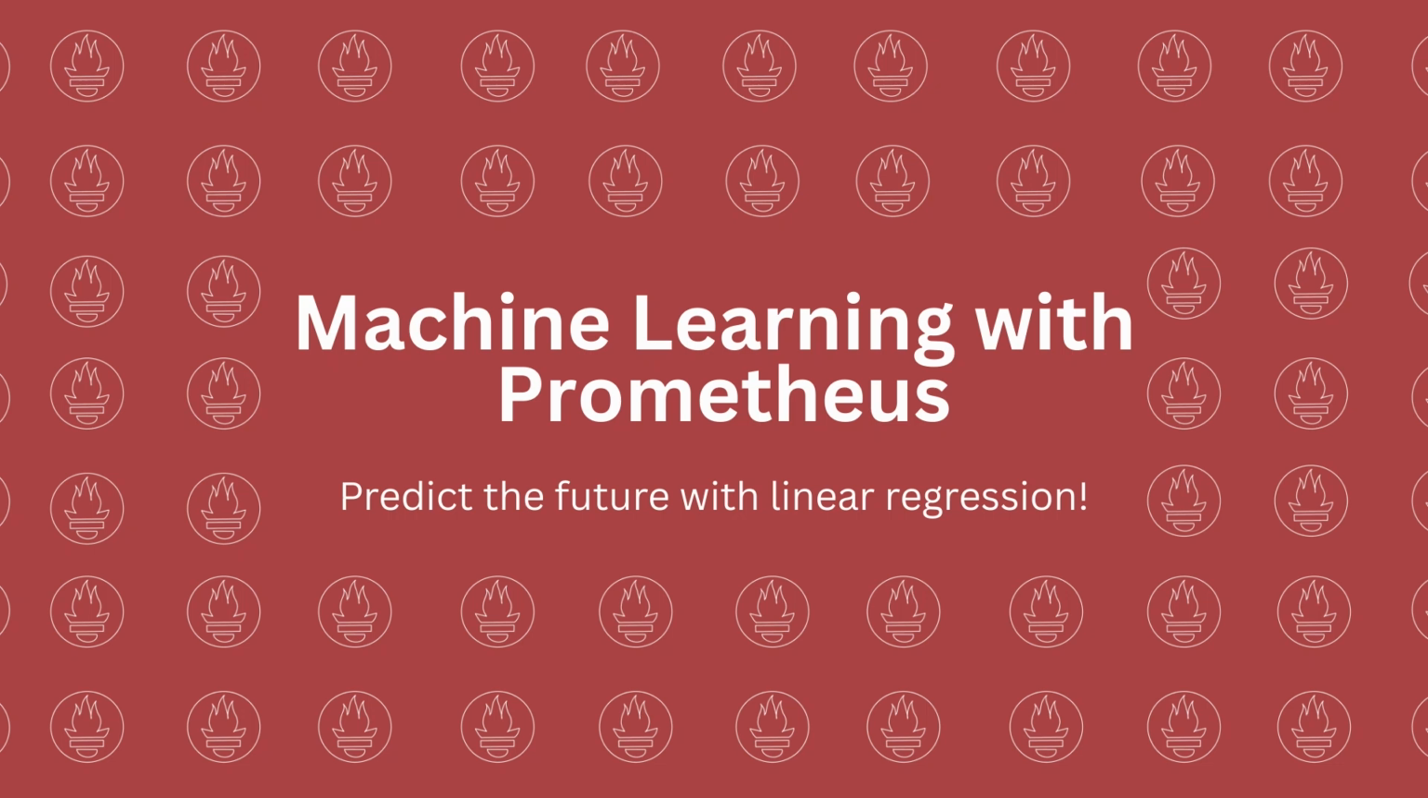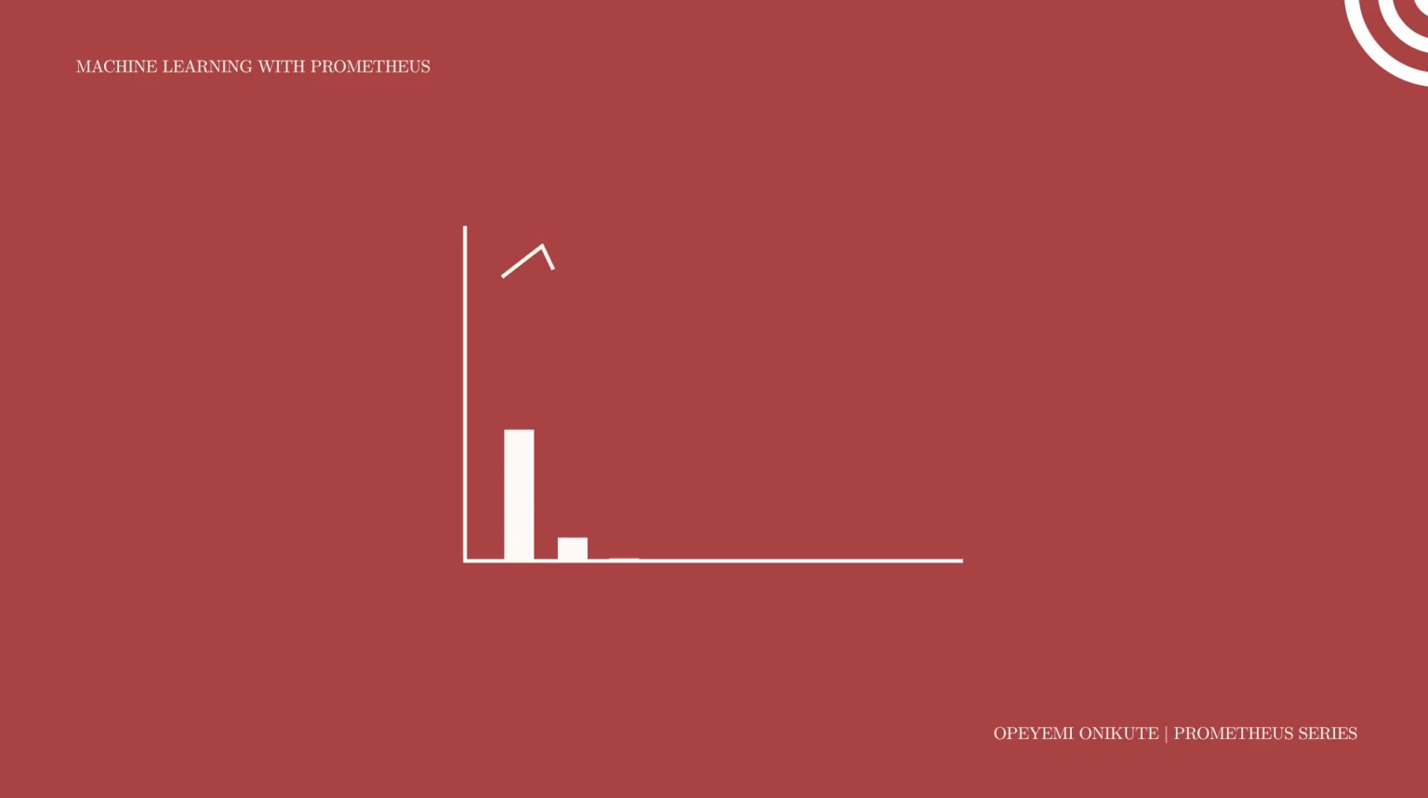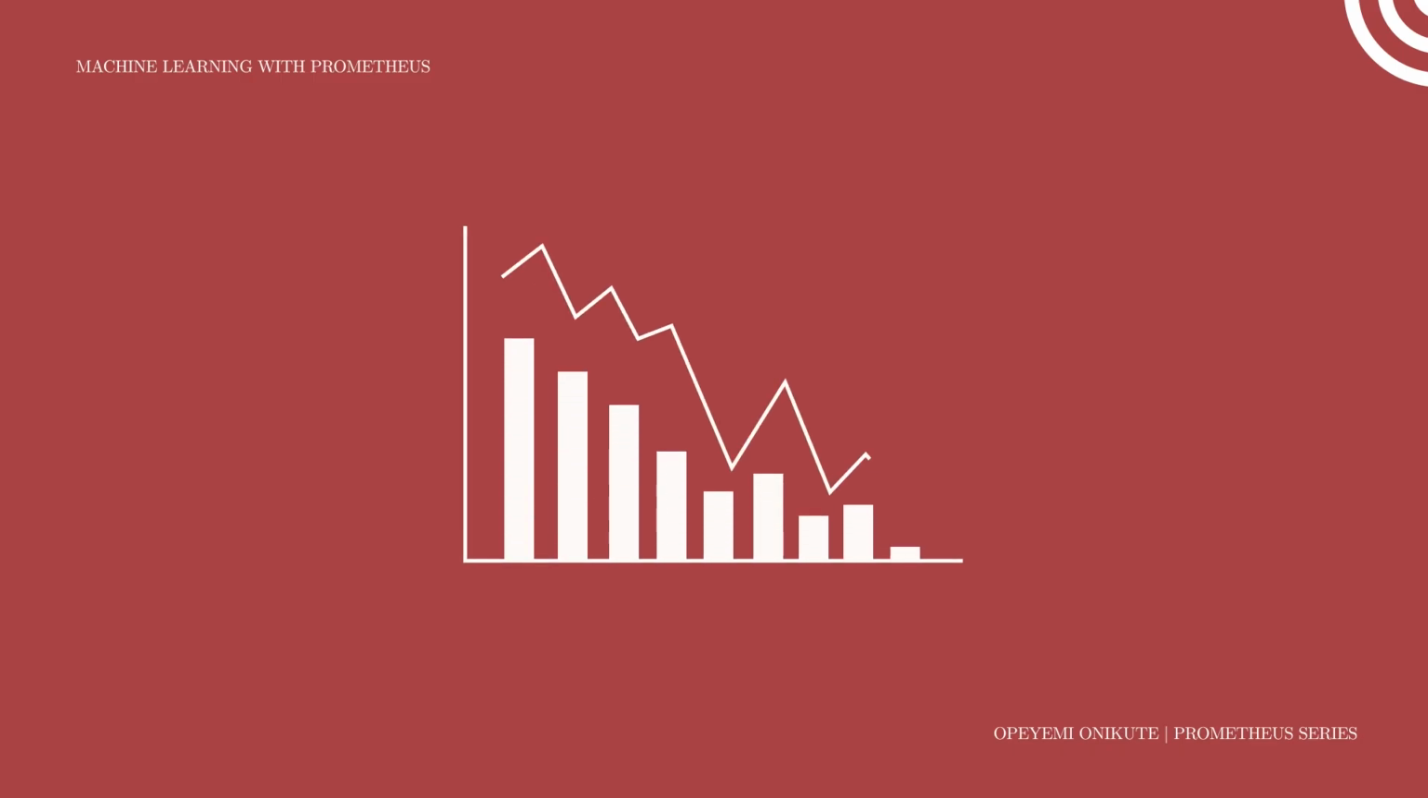Did you know that you could predict the future with Prometheus? This video gives you a deep dive into the predict linear function and how basic machine learning works. Let's get into it. You may want to know if some negative situation will happen in the future based on the current trend. For example, if your web server will run out of available disk space.